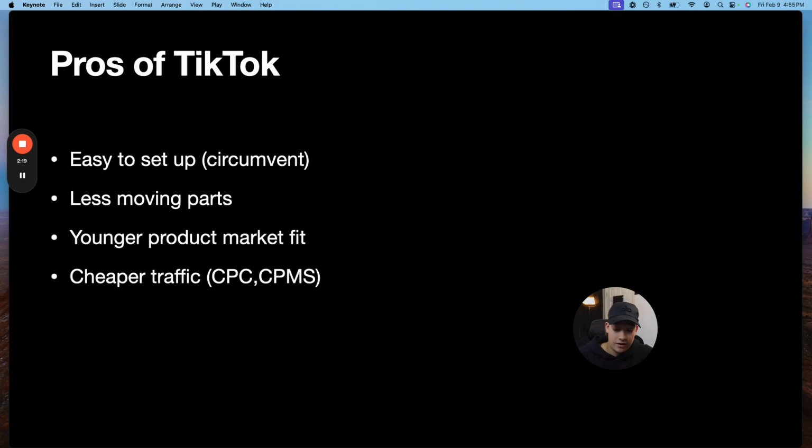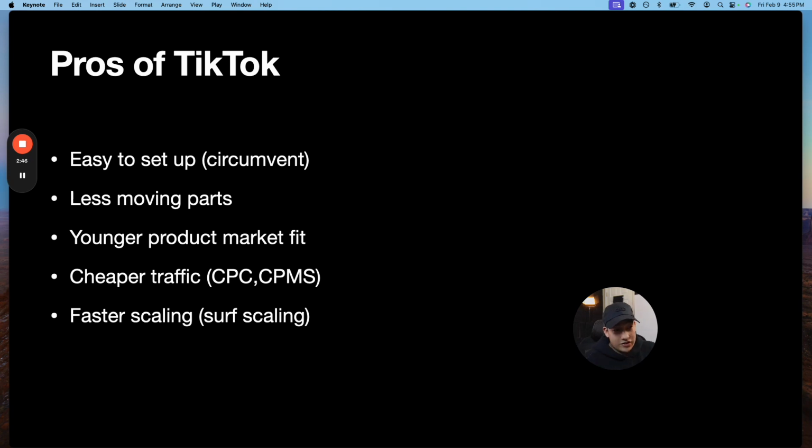And it's going to be cheaper than Facebook. You're not going to notice it too much, but if you break down the CPCs and CPMs, you are getting cheaper traffic. I don't really care about it too much. It doesn't really matter to me. If that's something that you care about a lot, then maybe advertise on TikTok. But by the end of this video, I think you're going to have a good judgment on TikTok and Facebook.